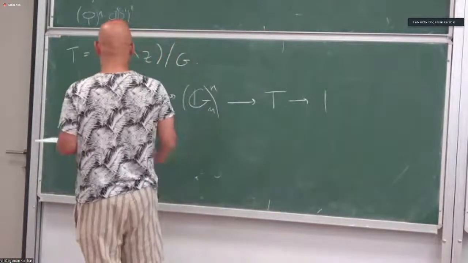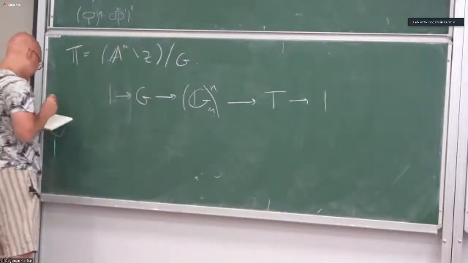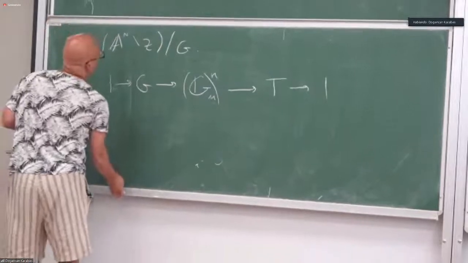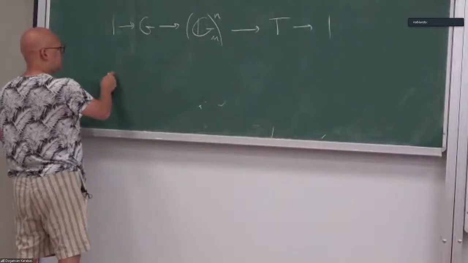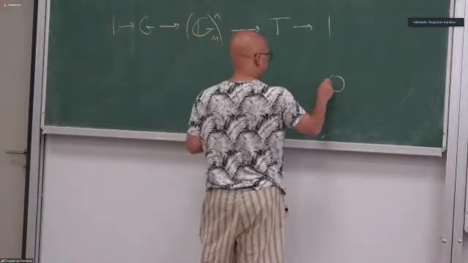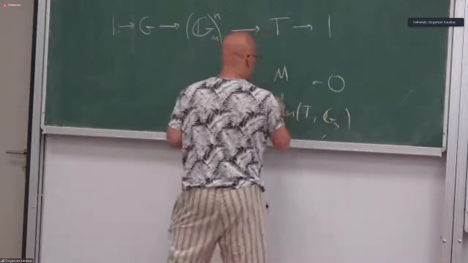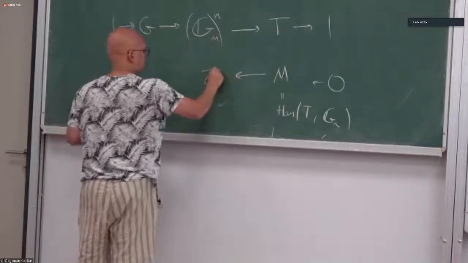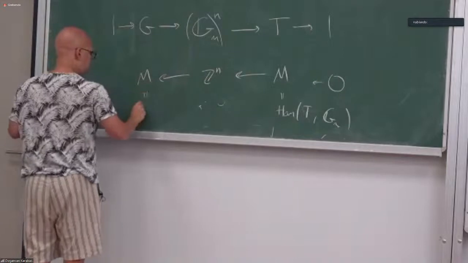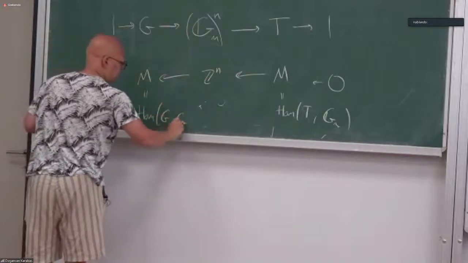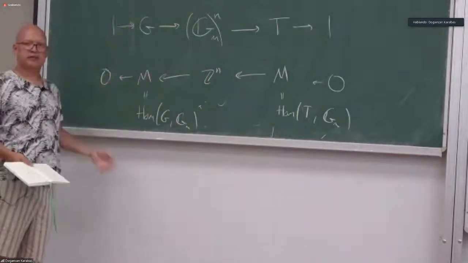This is a different T. This is a compactification of this torus T. And in this setup, I'm going to want to make the corresponding lattices of characters. So this M is the characters of T, Hom(T, Gm). Okay, so I have these groups. I make the lattice of characters.